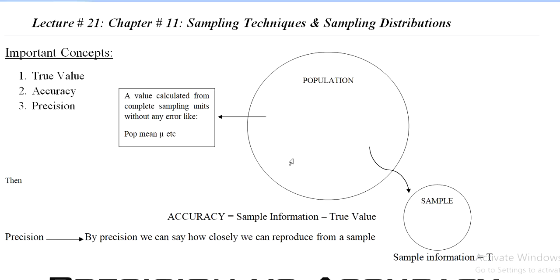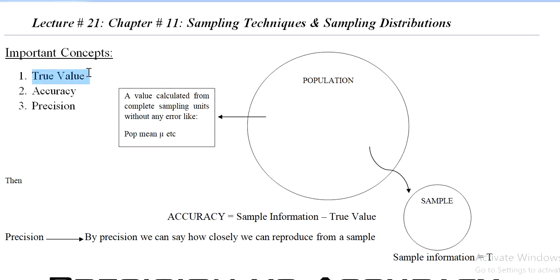Okay, let's talk about the true value. Suppose we have a population and we are not performing any sampling, we are not taking a sample, we are studying the complete population. We are studying each and every element of this population. Then the numerical values which we calculate using the whole population, like its mean, its variance, its standard deviation, or any other numerical measurement calculated from the whole population without any error, this numerical value is called the true value.